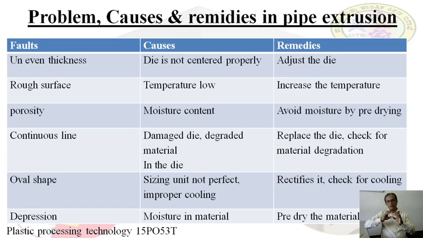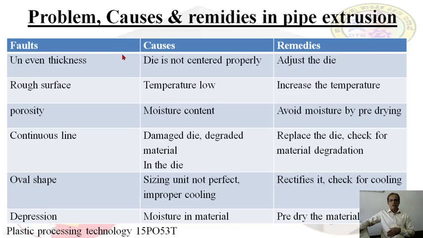If the wall thickness is not uniform or the same, then we call this defect uneven thickness. What is to be done? We have to set it properly, otherwise the same problem will continue, because extrusion is a continuous process.